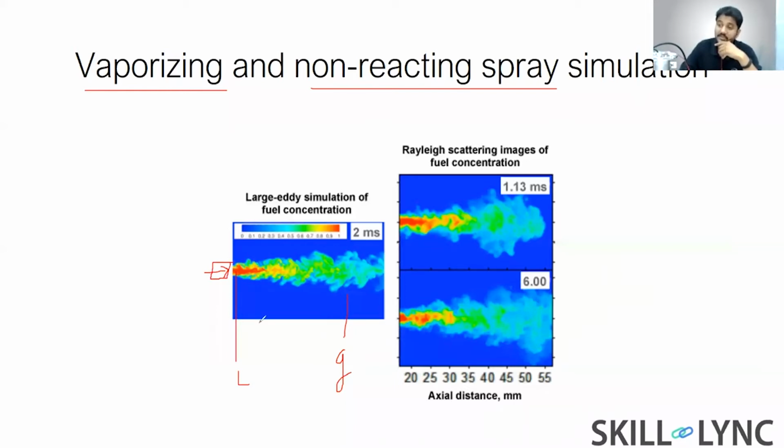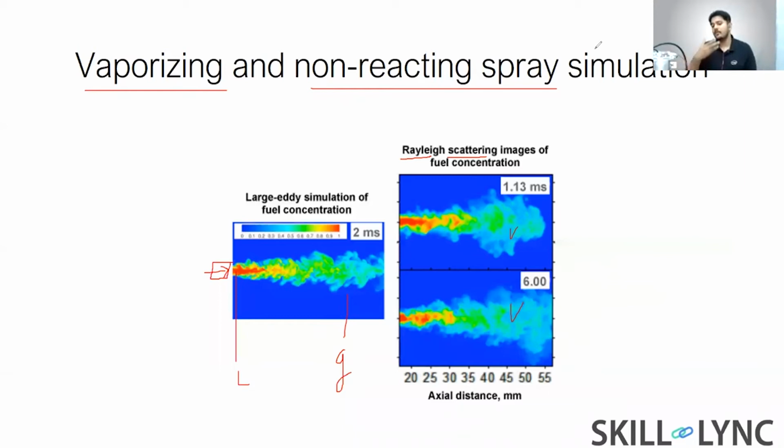Now this right here is a computational fluid dynamics simulation. On the right hand side, you have something called Rayleigh scattering, which is an imaging technique. It's an experimental technique. The experimental images, the photos, have been taken, and some image processing has been done on them to get this particular plot. That is why it looks like your simulation, and you can see that it is very comparable. That is the power of these simulations nowadays. You can get very accurate predictions.